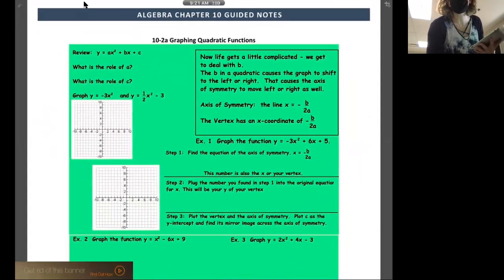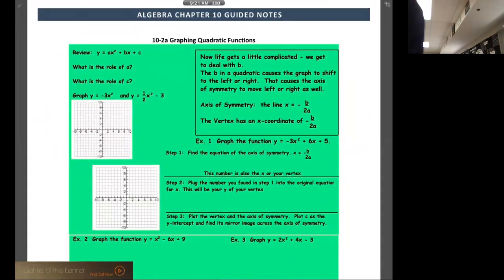So you guys, we are on section 10, 2A, and we are graphing quadratic functions. Now, technically we graphed yesterday as well, but today we're going to throw in that third letter.